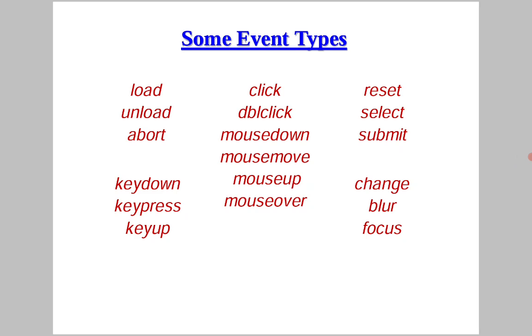So similarly, change, blur, focus, all these are form events. While entering and filling a form, there are a number of options. Change means when you try to change the contents of the text. Blur means whenever you place the focus or select a particular object. These types of events are called form events.